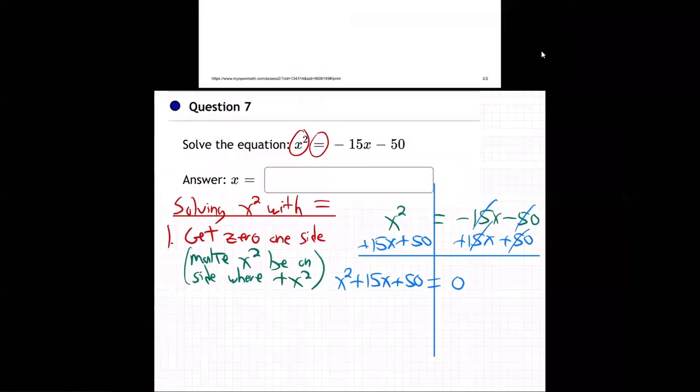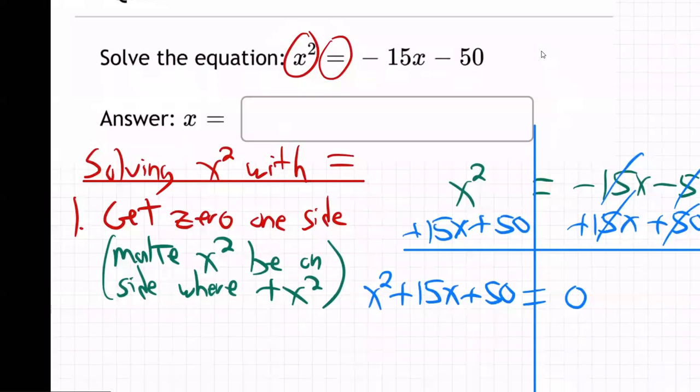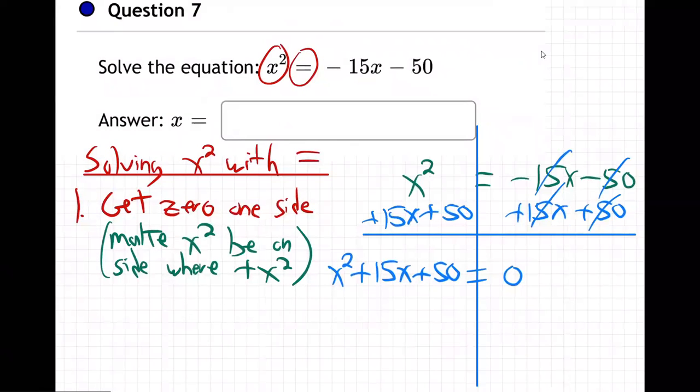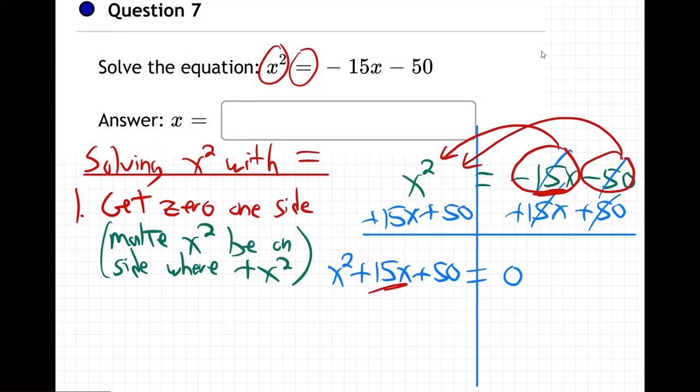Step one, get a 0, because this logic is going to be all about 0, and get x squared to the side where he will be positive. Now, let me help you save time in the future. All you really have to do is grab this guy and jump him, and then grab this guy and jump him to the other side of the equal sign. When things jump to the other side, it switches their sign. See how the minus 15x became plus 15x, and the minus 50 became plus 50?